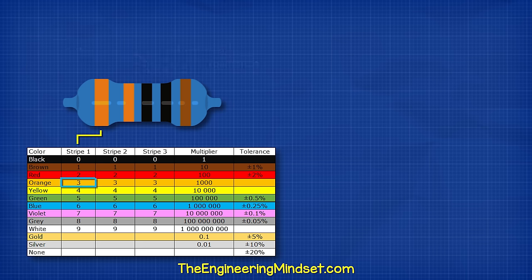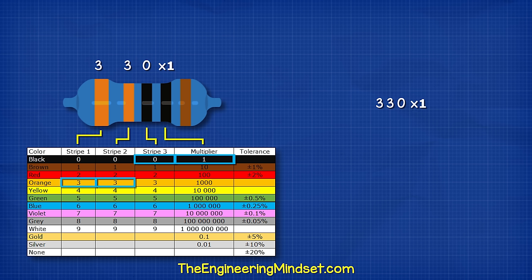The first stripe is orange, which is 3. The second stripe is orange, which is 3. The third stripe is black, which is 0. Combine these numbers to get 330. The fourth stripe is the multiplier, which is black, and this is 1. So, 330 multiplied by 1 is just 330 ohms.